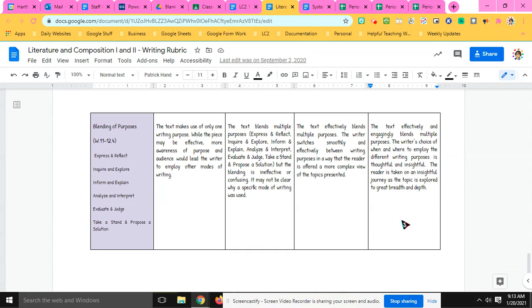Last but not least is blending purposes. As you can see, there are a multitude of purposes over here. The ones that we've used for this paper are inform and explain, take a stand, and propose a solution. So as long as you have followed the outline, you will definitely be able to hit a 4, but let me read the 4 for you. The text effectively and engagingly blends multiple purposes. The writer's choice of when and where to employ the different writing purposes is thoughtful and insightful. The reader is taken on an insightful journey as the topic is explored to great breadth and depth.